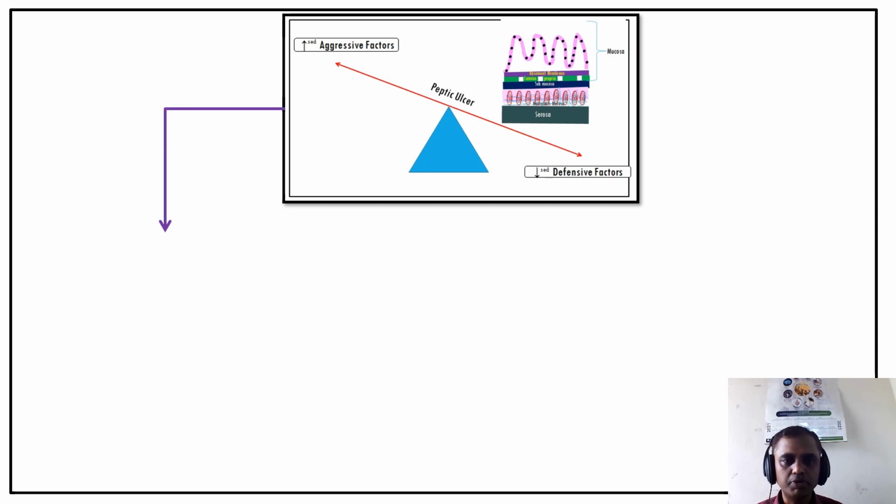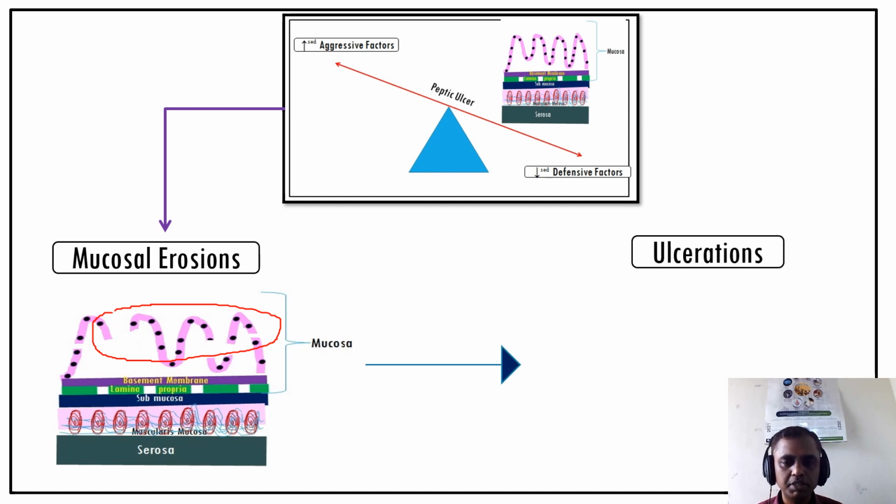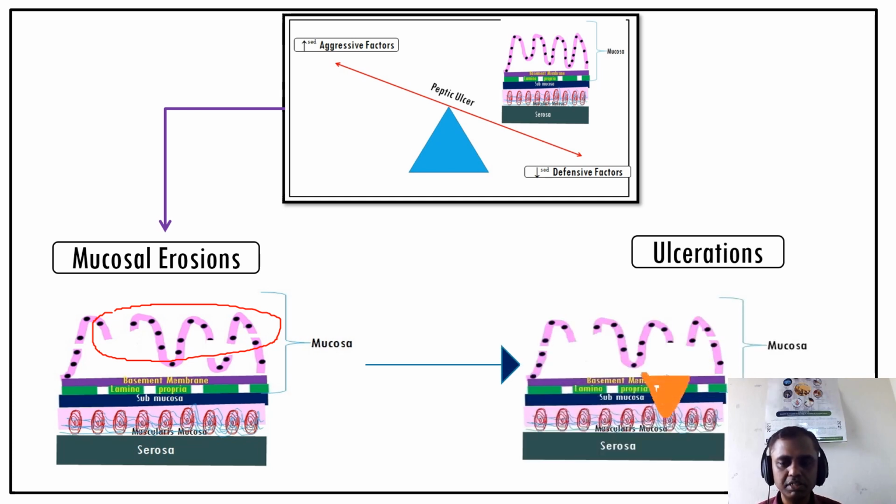When these risk factors and causes are present, the person gets mucosal erosion. As we discussed, mucosal erosion is the partial loss of the mucosal epithelium that is within the basement membrane. When this increased aggressive factor persists for a long time, the person goes on to ulceration, that is, the continuity of the mucosal epithelium is lost, and the lesion goes beyond the basement membrane and reaches the muscularis mucosa. So that is the definition of the peptic ulcer.